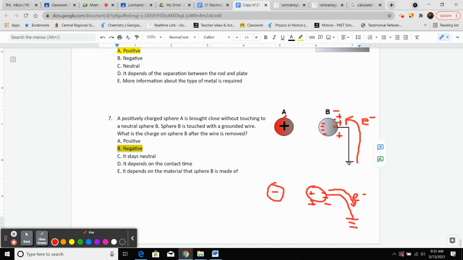Where it's conduction, if they make contact, they're going to take the same charge as the charged object that was touching them. So if a negative rod touched the neutral sphere, it is now negative. Positive rod touches the neutral sphere, it is now positive.